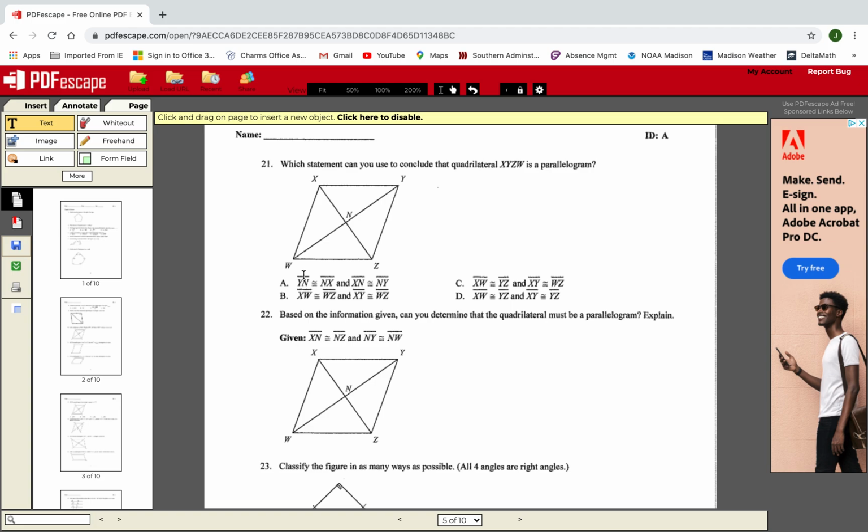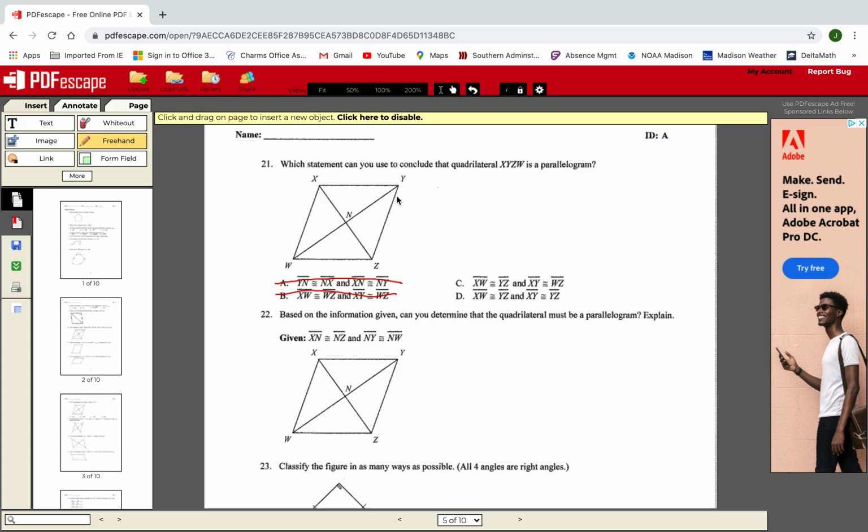A says YN, that is one of the segments of the diagonal, equals NX. Well, those wouldn't be equal anyway. Those are not segments of the same diagonal. So I can cross that one out. A doesn't work. Okay. Look at B. B says that XW equals YZ. Also would not be true. Those are not opposite sides. Can't be B.